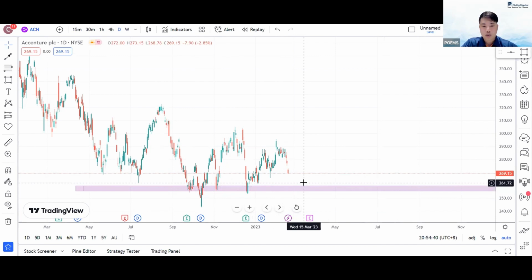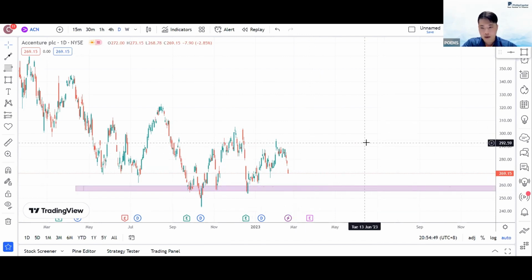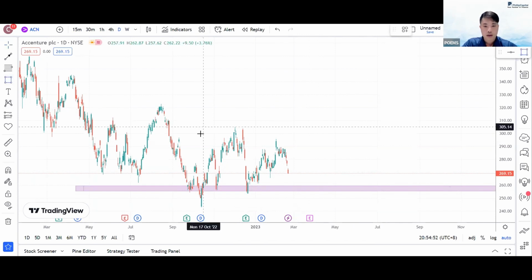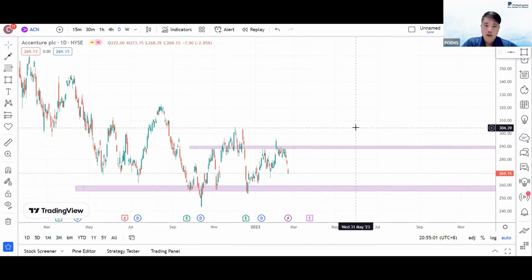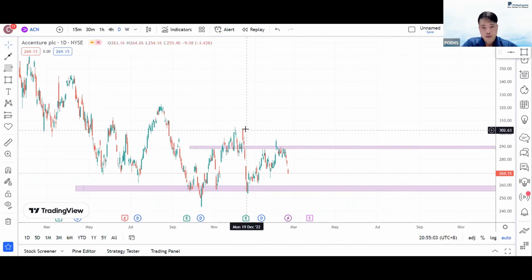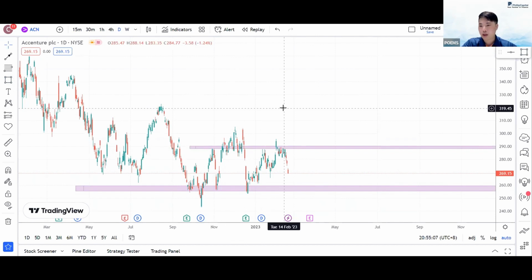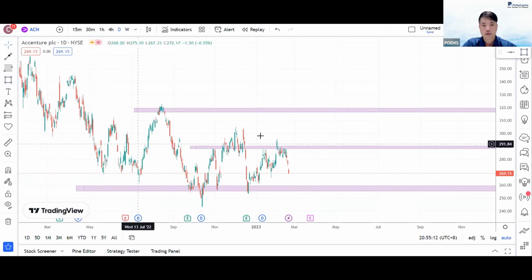So if price were to tap and hold above the 257, 258, we can expect a strong upward movement to somewhere around the 288 to 290 level, right? And if price can break above, most likely this level probably doesn't represent anything, so probably it will go back, then it can go to around the 319 to 320 level, right?